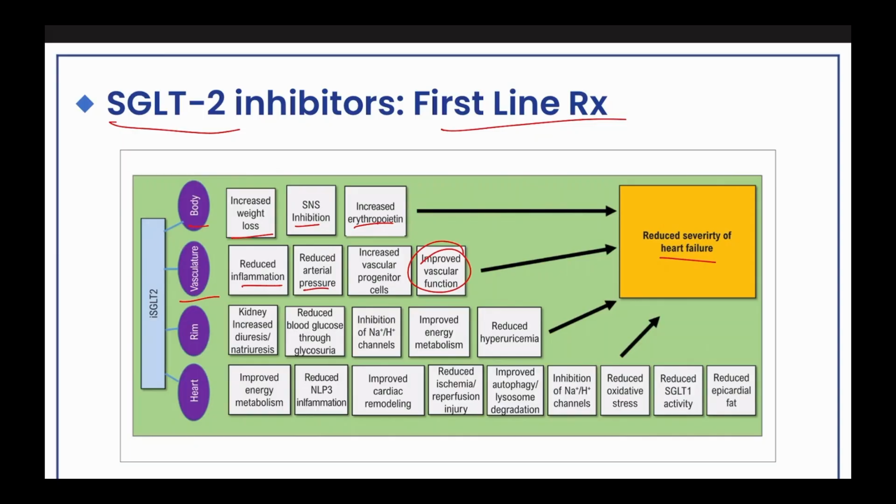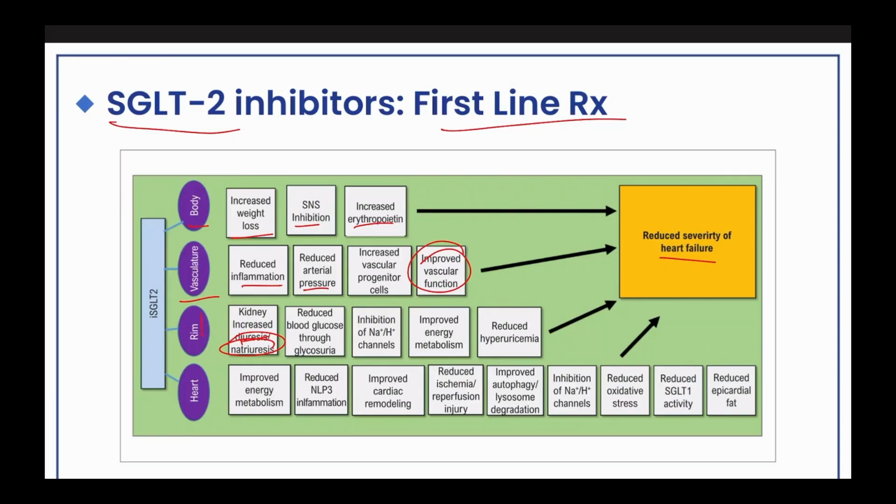What does that last one say? RIM. Oh, mostly renal. Kidneys increase diuresis. Remember our natriuresis. Why does natriuresis go up in heart failure? What hormones are also going up in heart failure? BNP, ANP, the natriuretic peptides go up.